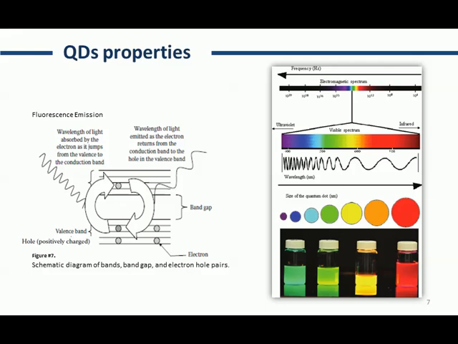But for an electron to jump from the valence band to the conduction band, it must acquire some extra energy to cross that band gap. As you see in the image, figure 7, on the left part you can see an incident light that is the source.